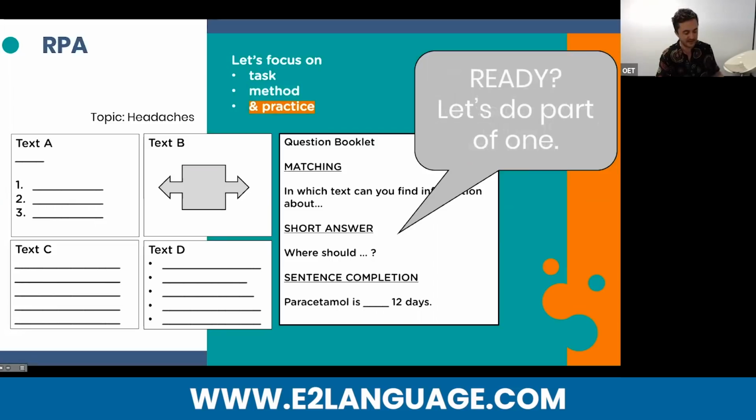Enough waffling about it. Actually, before, maybe a little bit more waffling, does anyone have any questions about reading part A before we do a little practice? Any questions about reading part A?